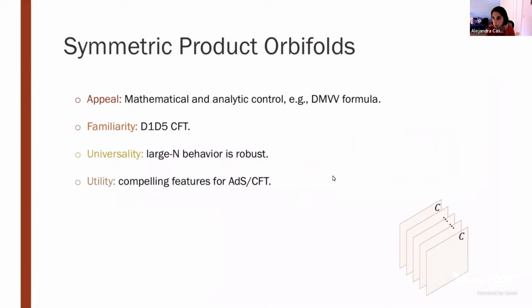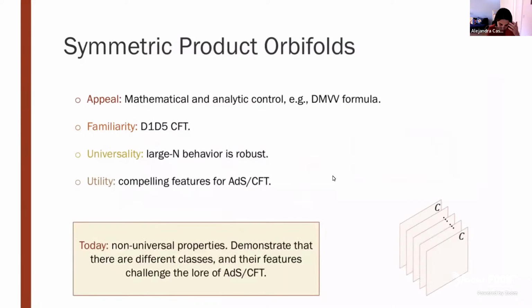Now what I want to do today is basically not highlight things that are universal about symmetric product orbifolds. What I want to do is discuss non-universal properties. So properties that you might have thought that all of these conformal field theories share, and they will all lead to the same patterns.